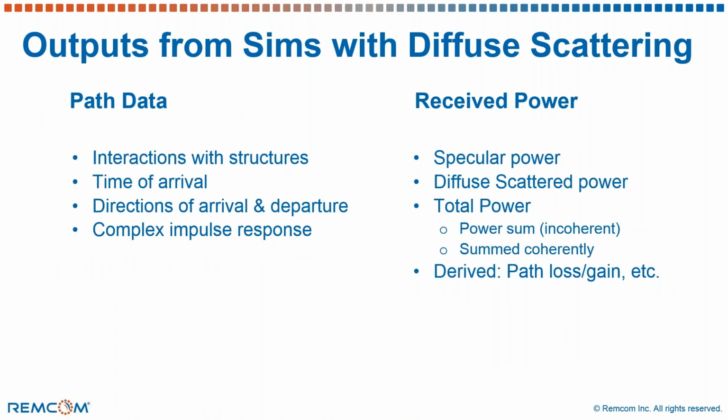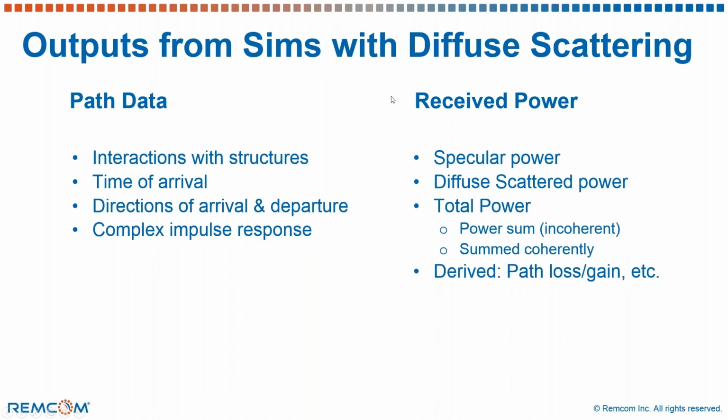There are also some new outputs associated with received power. So the total received power is modified when we turn on diffuse scattering. We can also break that down and look at the specular power, the amount of power that's received if we ignore all the diffuse scattered paths, the diffuse scattered power, absent any of the specular paths, and then the total when these are summed together. There are two different types of total power outputs.